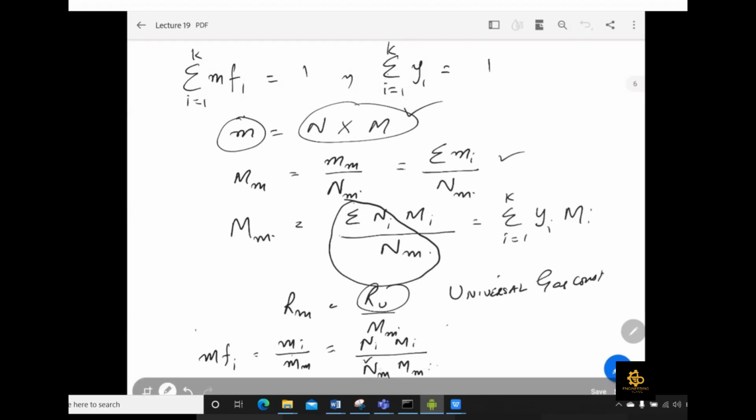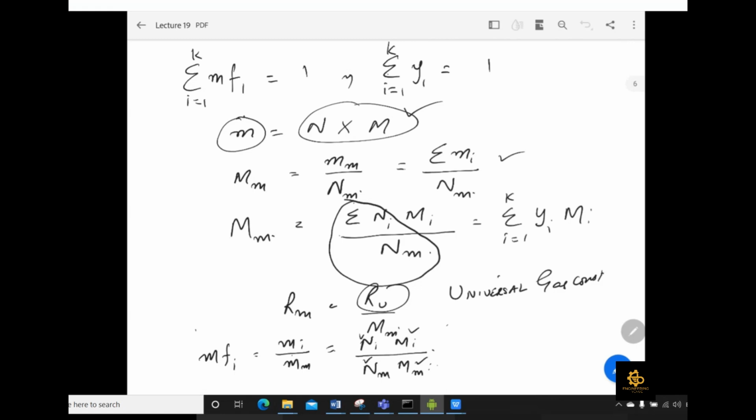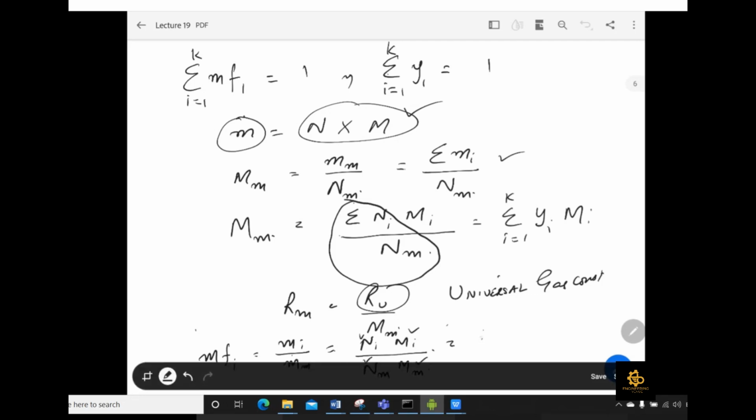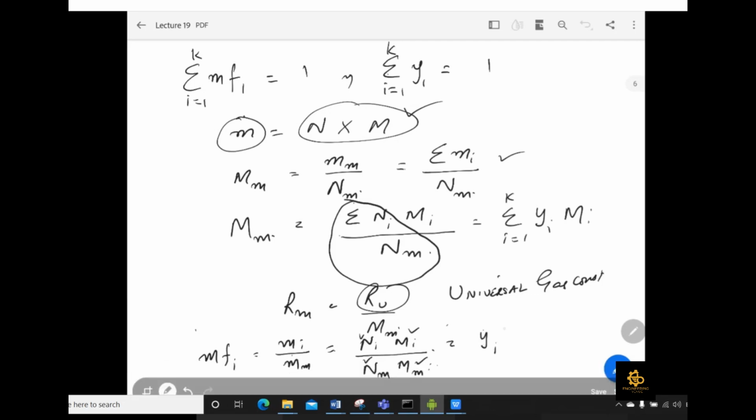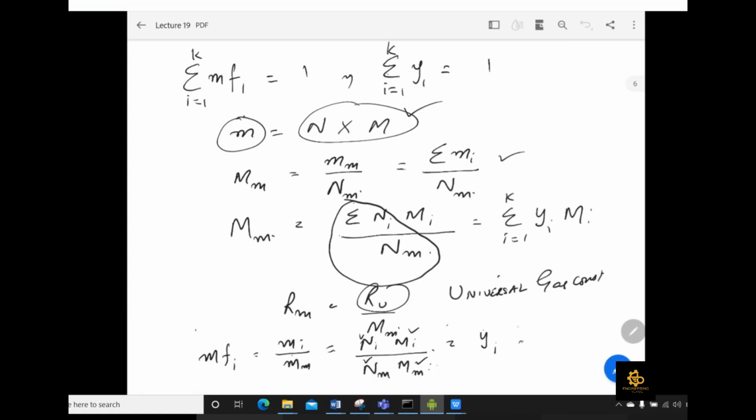Okay, so n is the number of moles of the mixture, ni is the number of moles of the individual component, mi is the molar mass of the individual component, and M is the molar mass of the mixture. From here we can also say that the mass fraction of the individual component is equal to yi, the mole fraction, because ni over nm is the mole fraction, and then mi over M.